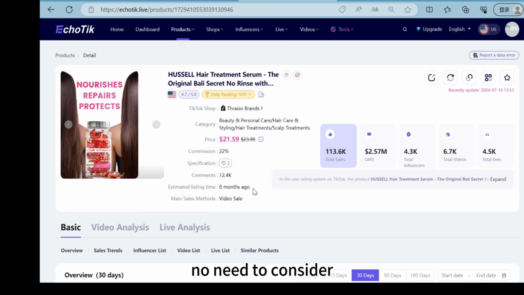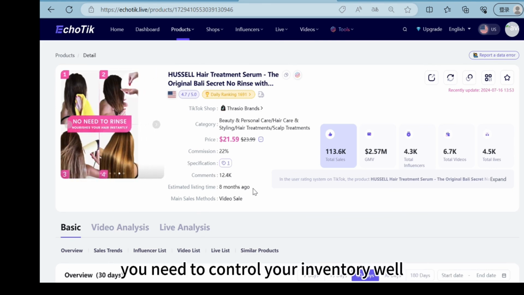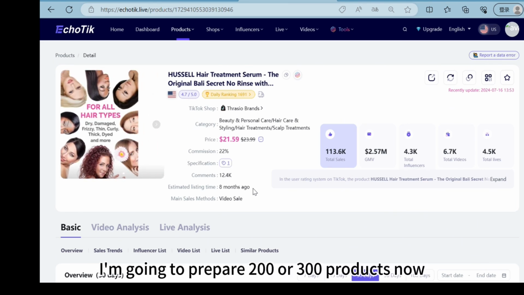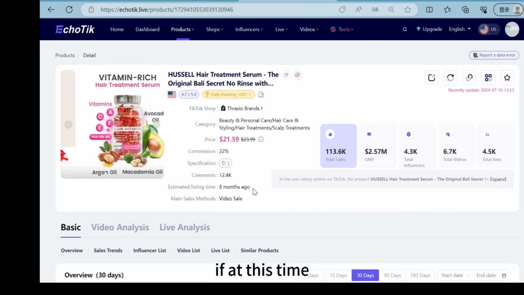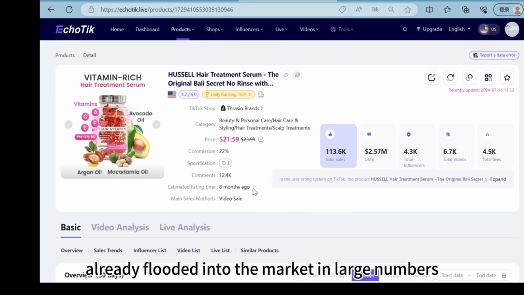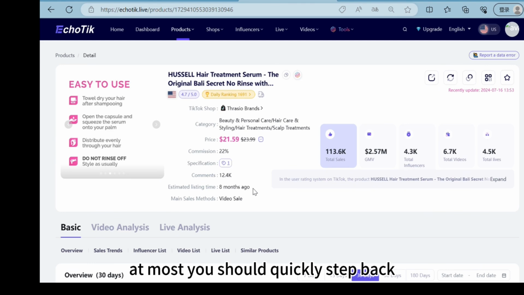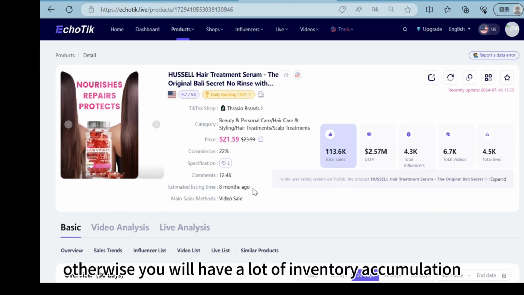No need to consider further. But with the explosive-product approach, you need to control your inventory well. You cannot blindly stock up on goods. For example, I'm going to prepare 200 or 300 products now. When these 200 or 300 products are sold out, you need to judge your opponent again. If at this time the opponent has already lowered its price and competitors have flooded into the market in large numbers, then you can only replenish the goods one more time at most. You should quickly step back. Otherwise, you will have a lot of inventory accumulation in the end.